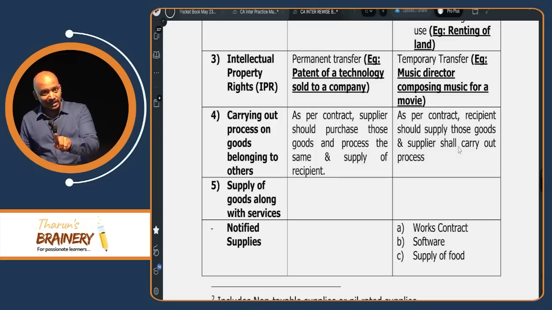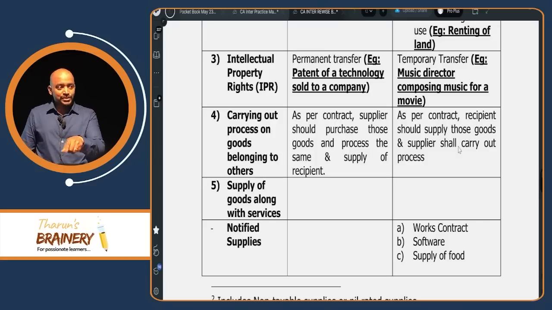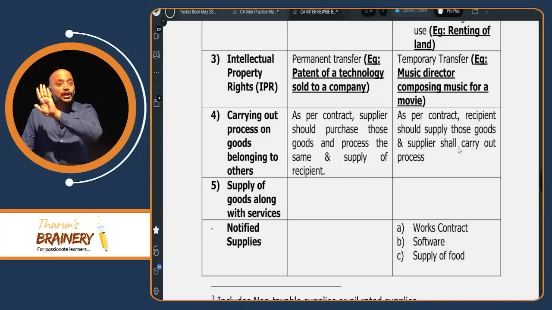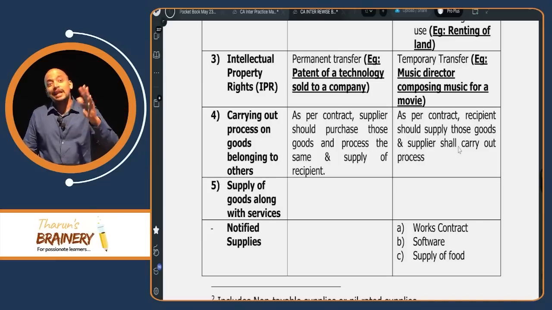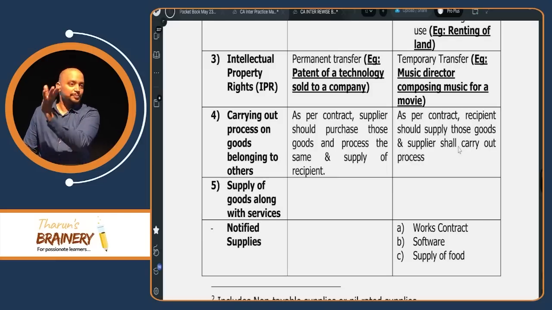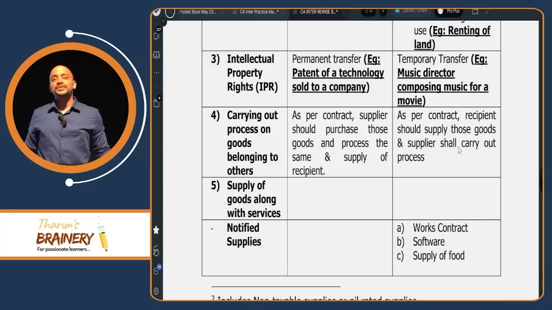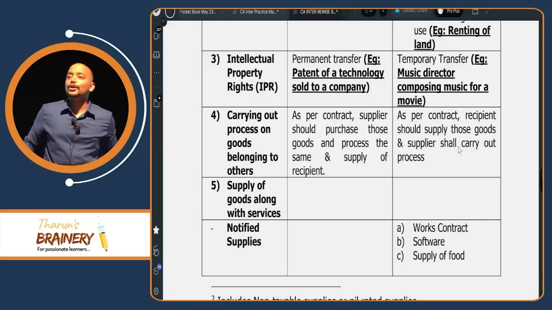Suppose the same music director composes a music and gives it to the producer of that movie, and he cannot use that music for any other company or any other movie or any other production company, etc. Then in that case it will be called permanent transfer of IPR. Permanent transfer of IPR is treated as supply of goods.